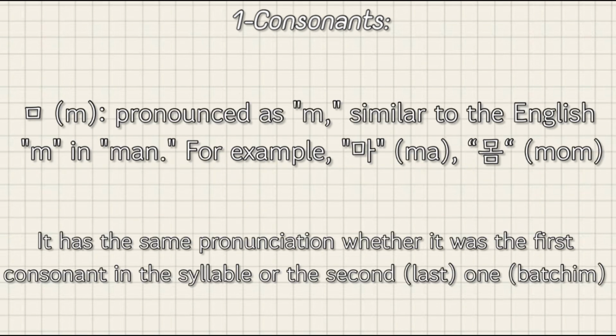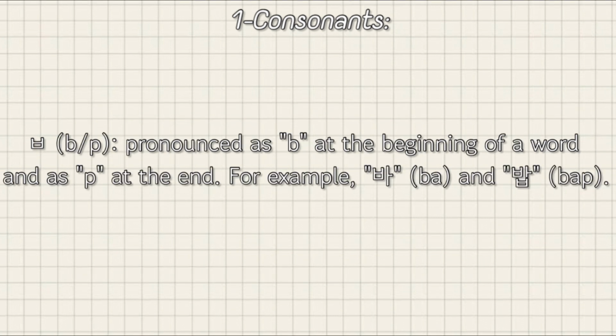Mieum, pronounced as m, similar to the English m in man. For example, ma, or mom, which means body. It has the same pronunciation whether it was the first consonant in the syllable or the second one. Bieup, pronounced as b, or actually in a degree between p and b at the beginning of a word, and as p at the end. For example, pa, and pap.